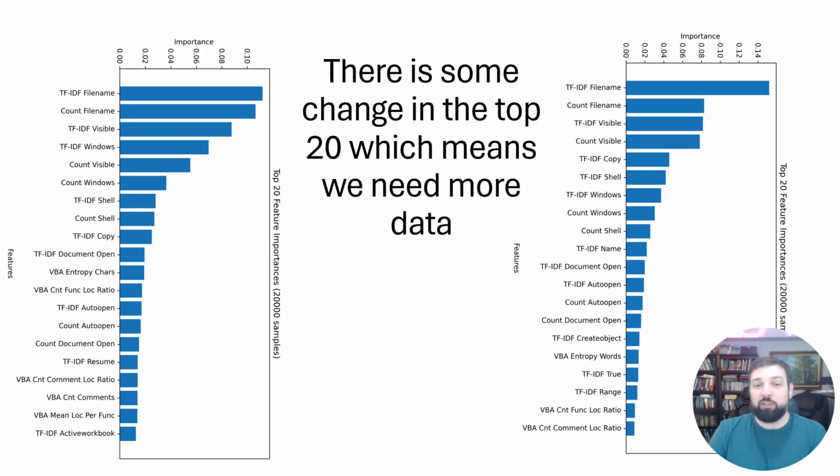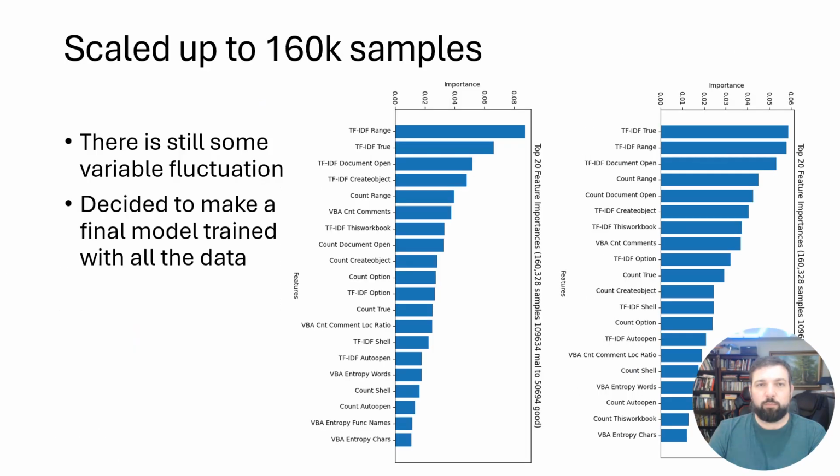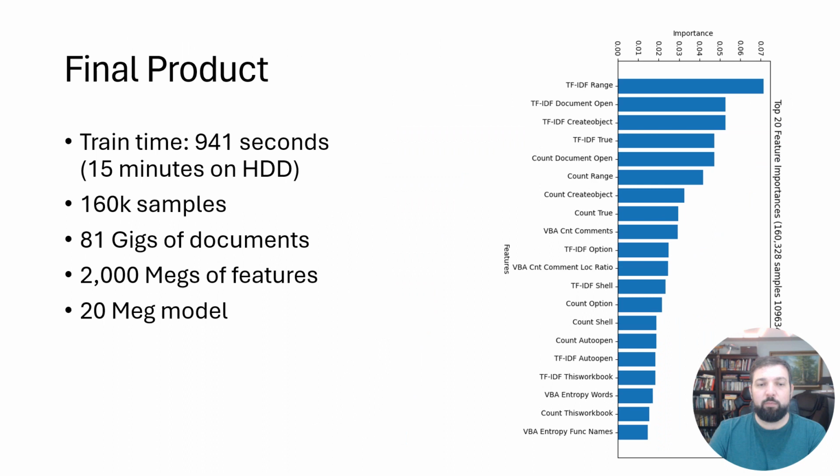Unfortunately, at 20,000 documents each, I still saw some fluctuation in the most important of all the features, and I decided that more data was needed. So I scaled it up to 160,000 samples in total. There was less variation in the most important of the features, and you can pause the video here if you want to examine them further. But I decided to train the final model on all the training data.